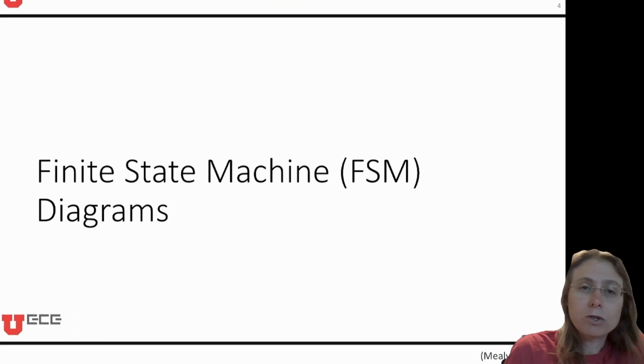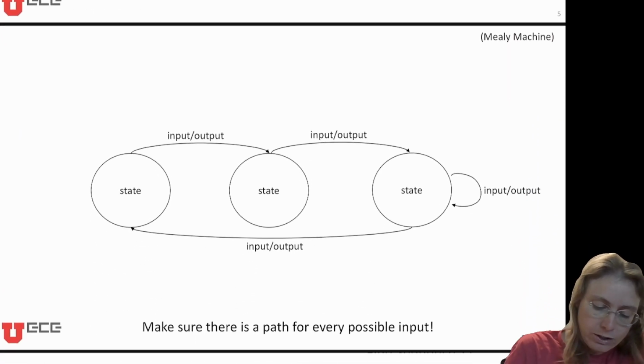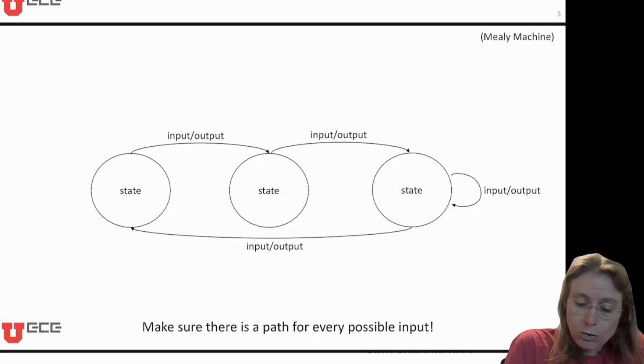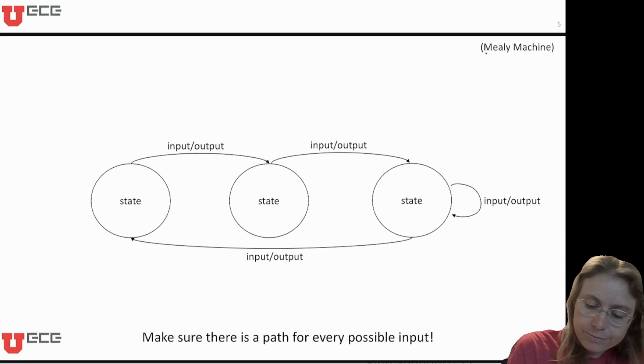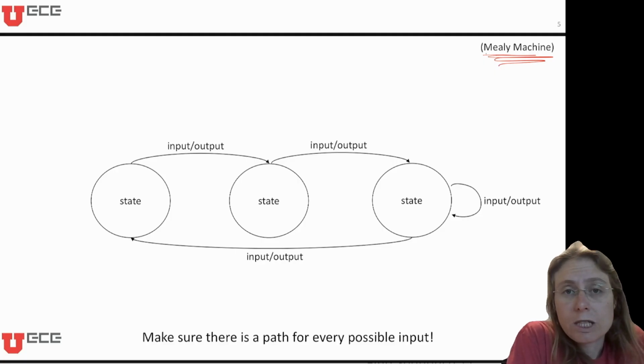Okay, so let's talk about drawing finite state machine diagrams. So this is a Mealy machine, finite state machine. And I want to just point that out because up here it says Mealy machine. If you're looking on the internet to learn about this more, there are two types of machines, Moore machines and Mealy machines. So if you watch a video about Moore machines, you're going to get very confused because Moore machines are drawn differently. We're just learning Mealy machines in this class.